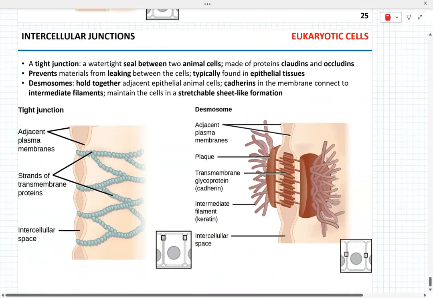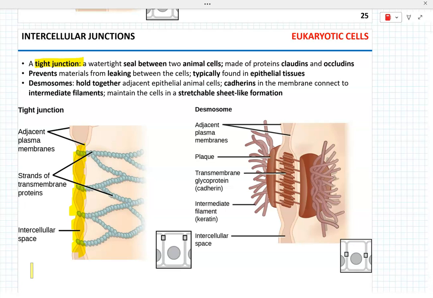Not only do cells have to communicate, they have to be held together. They can be held together by tight junctions or desmosomes. A tight junction is a pretty tight seal between two adjacent plasma membranes. These seals are made out of the proteins claudins and occludins. They prevent materials from uncontrollably leaking between the cells and are typically found in epithelial tissues. Tight junctions, of course, are not watertight, so there is some movement of chemicals between the cells, but it is, again, very much limited.